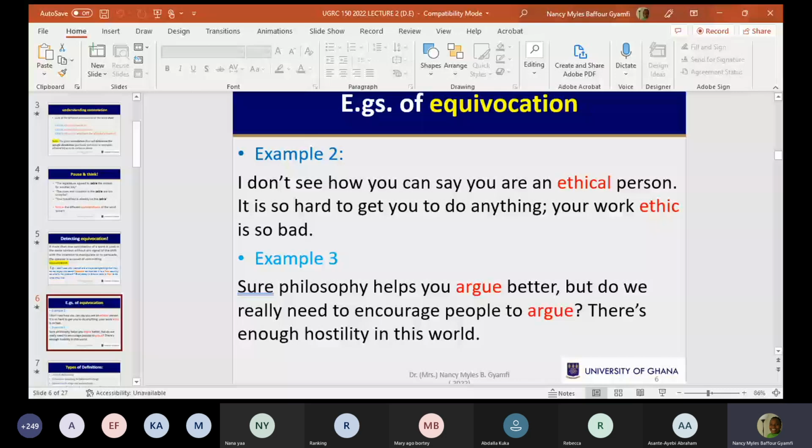The same word connoting different things. So this person starts by saying, oh, philosophy helps you to argue. But before he's finished, but do we really need people to argue? It's confusing the different senses of the word argue. Equivocation.